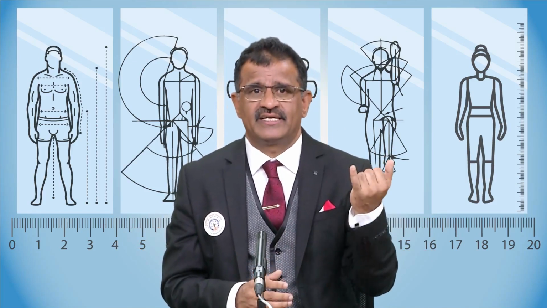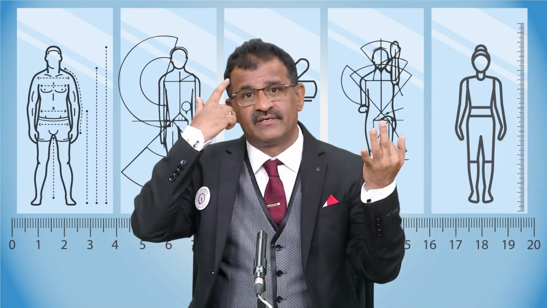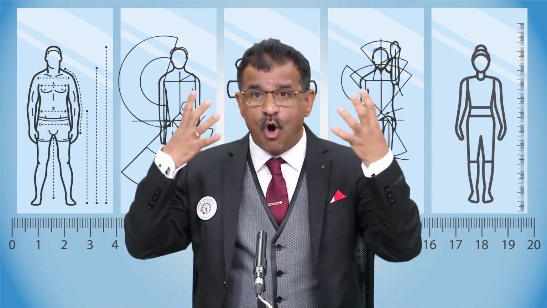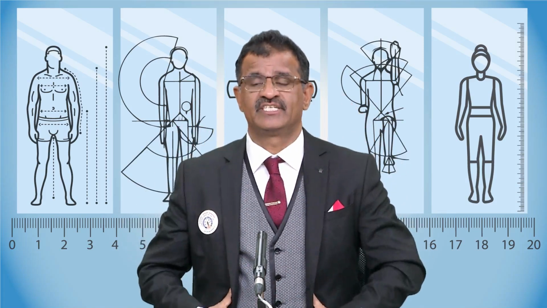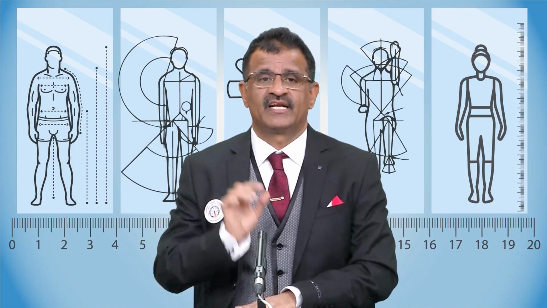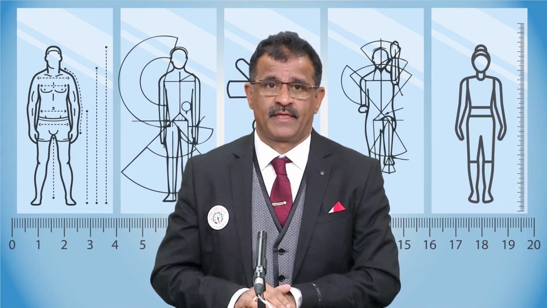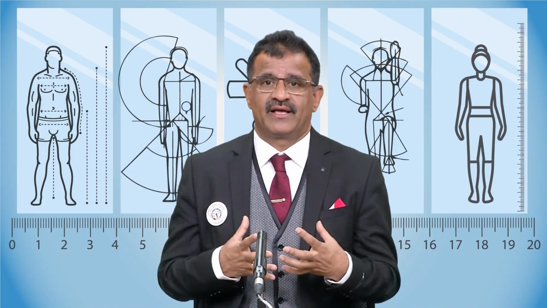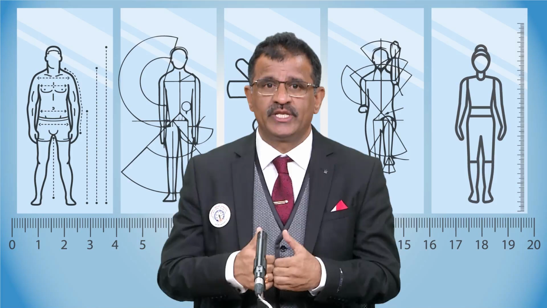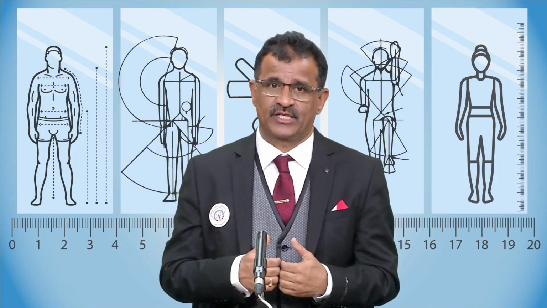The first is height, second is weight, third is head circumference, fourth is body mass index. In short, we call it BMI. Don't get confused with basal metabolic rate, that is BMR. BMI has to be calculated. I'll come to that formula, how BMI is calculated.